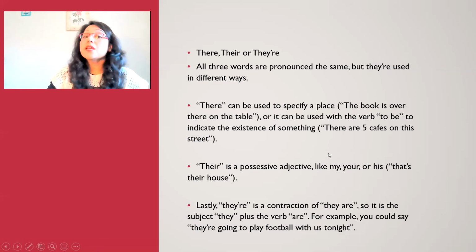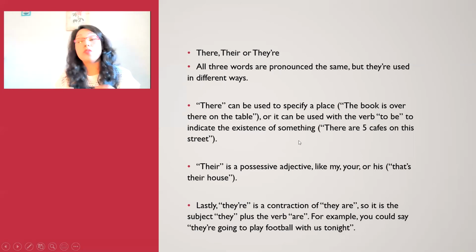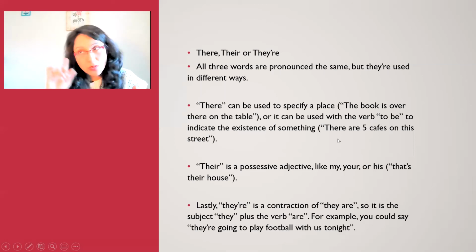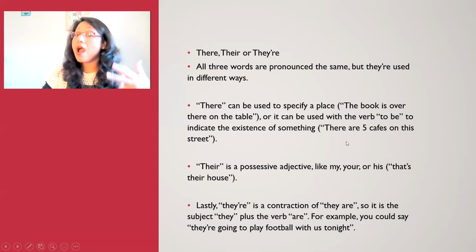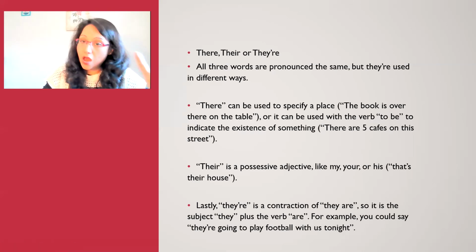Like it says, it can be used to specify a place, so the book is over there, or it can also be used with the verb to be to indicate the existence of something. So that means when you're talking about, oh, there are this or there is this. When you're talking about something existing, that's when you can use there. And always remember, in that case, it will be used with your verb to be. So there are 5 cafes on this street. Okay, so that is your there.